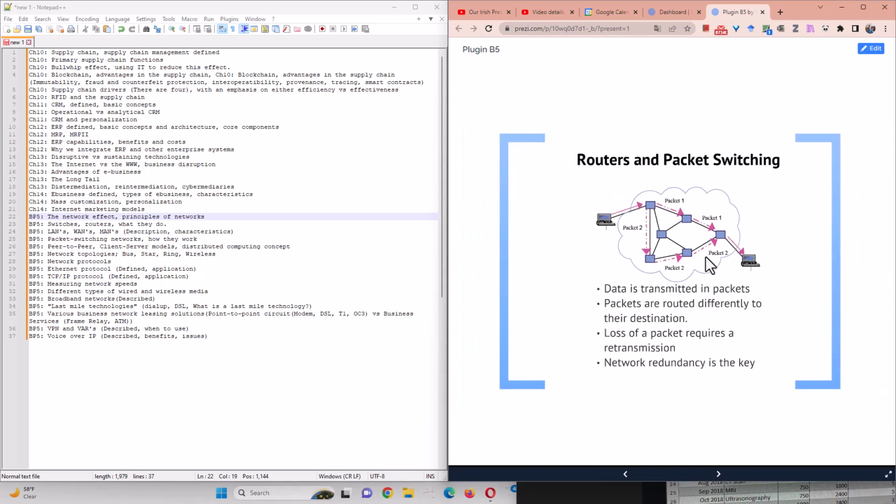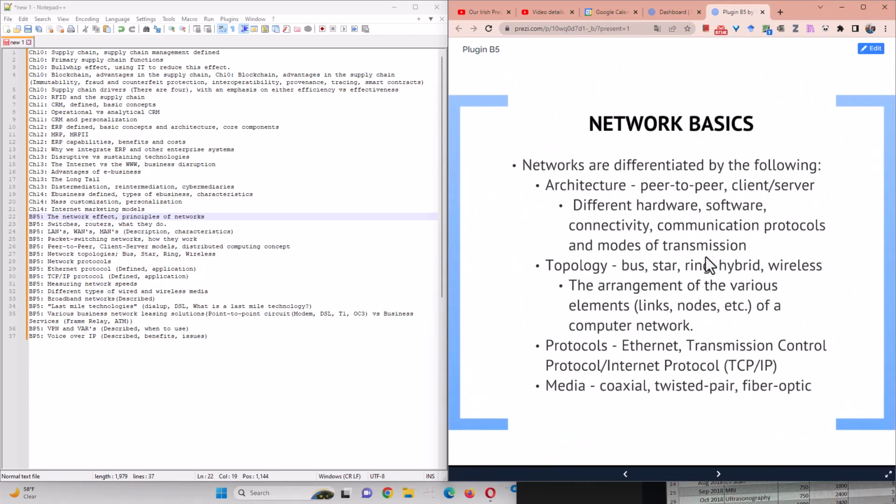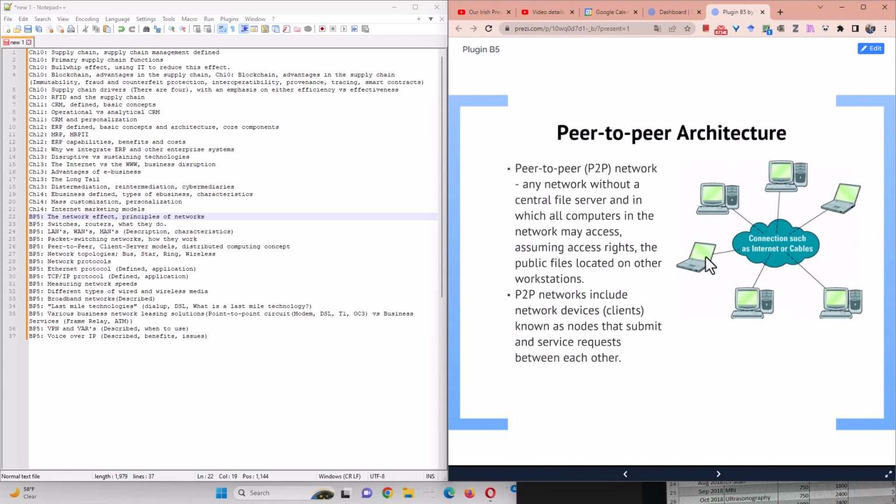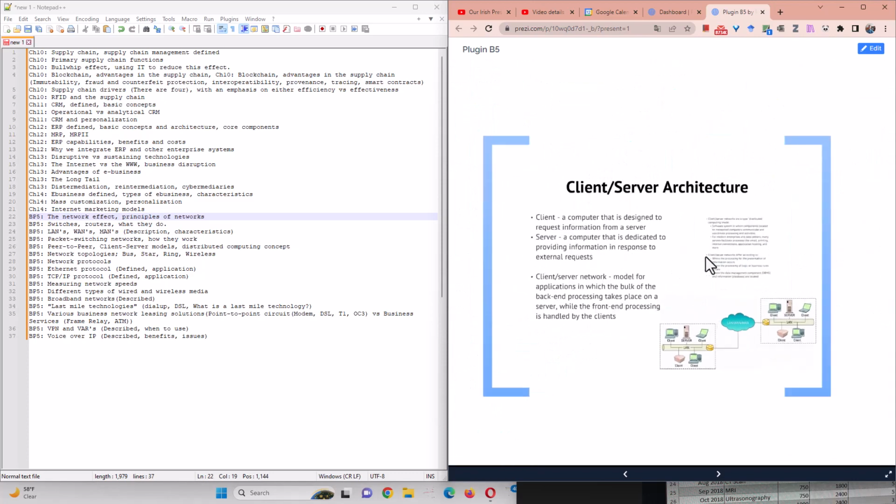And there are a couple of network architectures you should be familiar with: peer to peer, where there's no central server. Each of the hosts connected to the network have the same rights and are responsible for their own security. And if they have resources, they can provide access to other nodes to those resources.